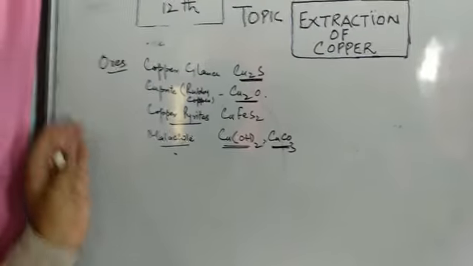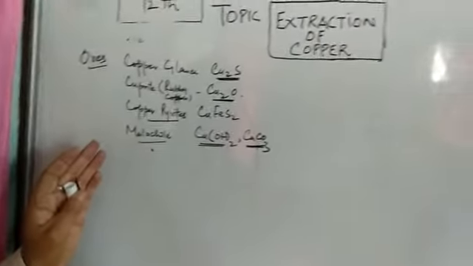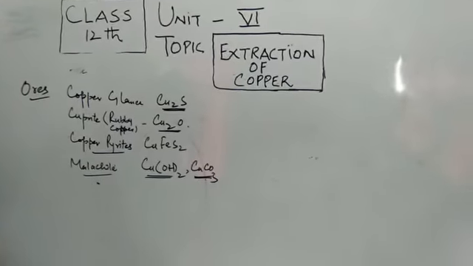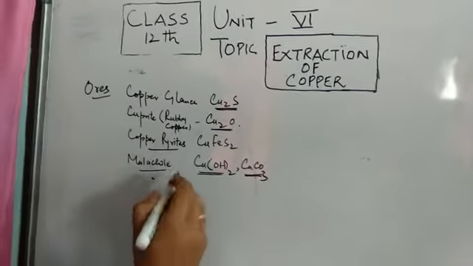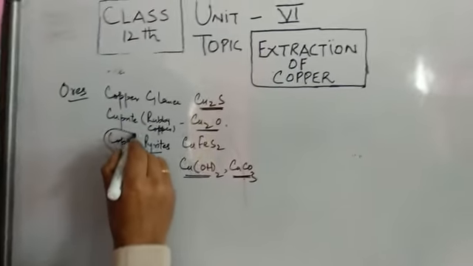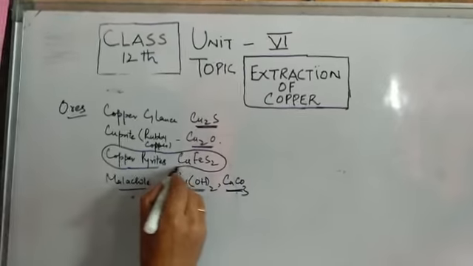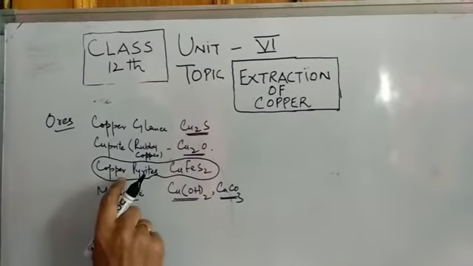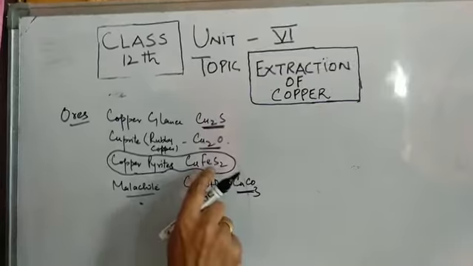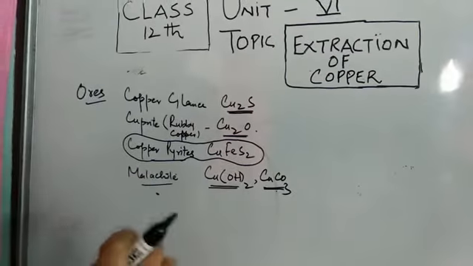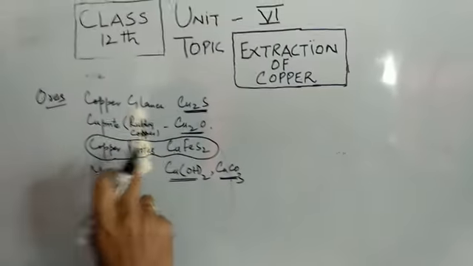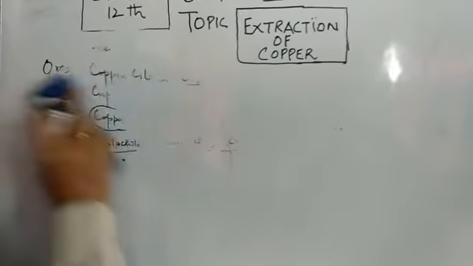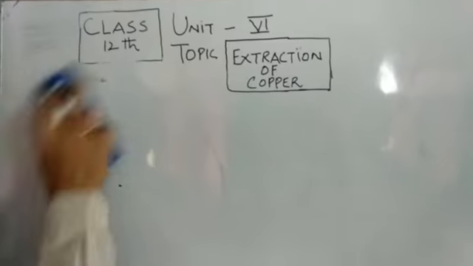Now while going for extraction, most of the time we extract copper from the sulfide ore. The most important ore of copper is the sulfide ore, that is copper pyrites, CuFeS2. So today we shall be extracting copper from copper pyrites. Now moving to the extraction steps.